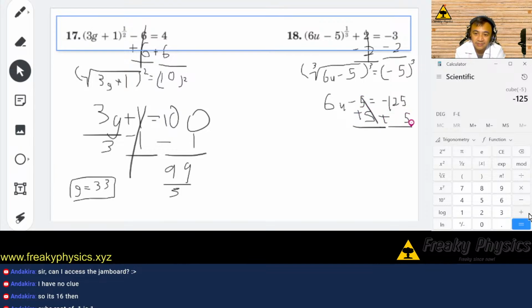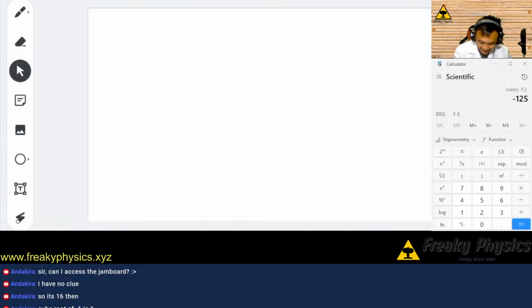5u equals negative 120 divided by 6. u equals 20, I think. No! Almost. Negative 20, I think. Negative 20. All right. Okay. Yay. Last two problems.